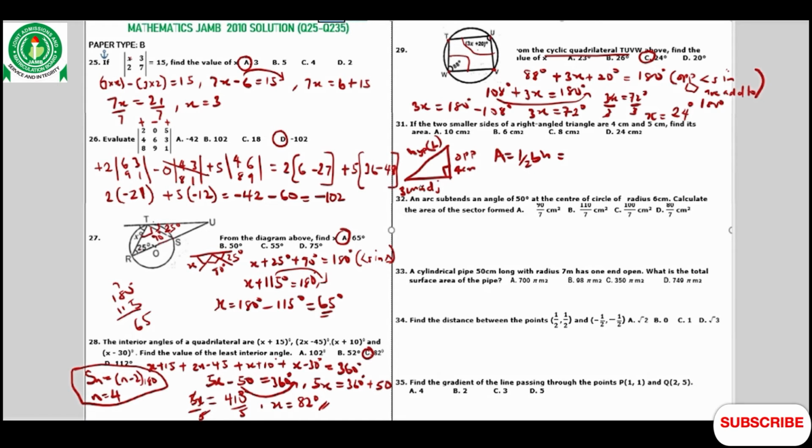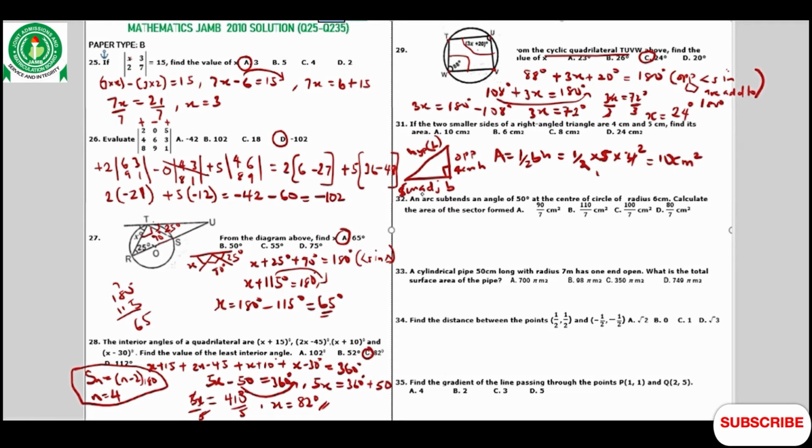So your base here is your adjacent and the opposite is your height. Half times your base... sorry, the other one is 4 centimeters, this one is 5 centimeters. Please note that. So now your base is 5 and your height is 4. So 2 here 1, 2 here 2. 5 times 2 is equal to 10 centimeters square.